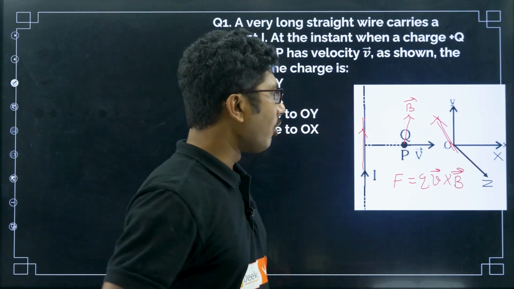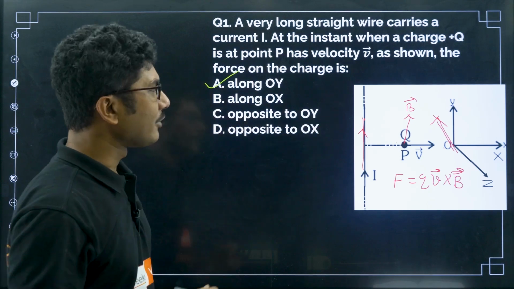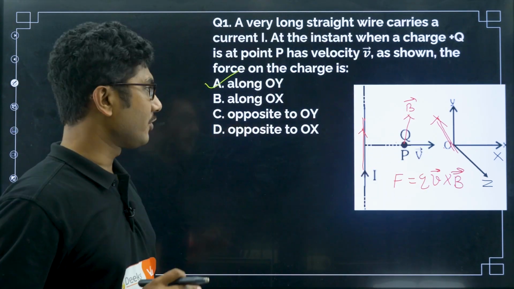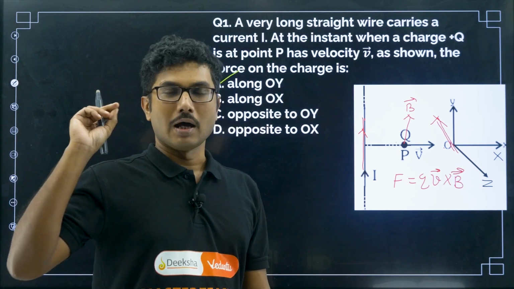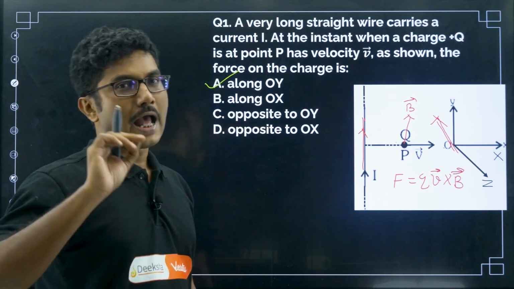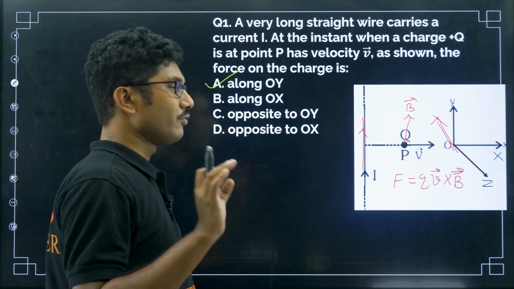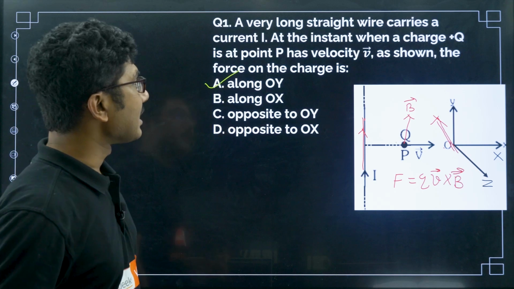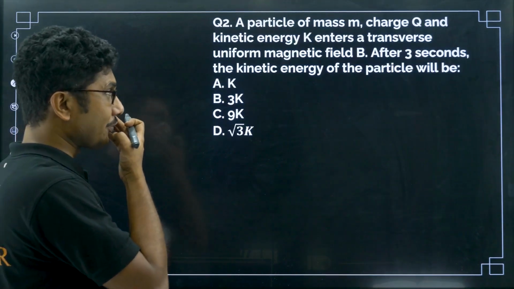Simple question. The only thing you need to be sure of is finding the direction of the force. For that, first of all you have to find the direction of vector B, then you have to use your knowledge of the cross product, and then you can find the direction of the force. Very simple and conceptual question as well. Now let's look into question 2.